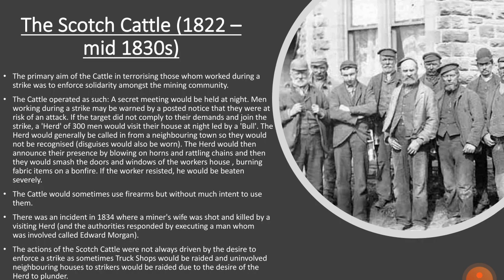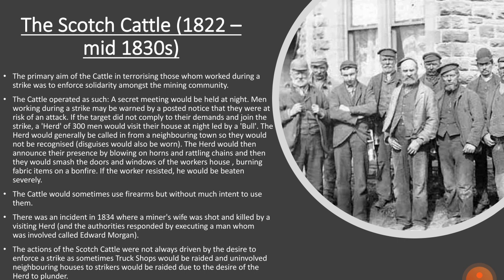So, the primary aim of the Cattle in terrorizing those who worked during a strike was to enforce solidarity among the mining community. The Cattle operated as such. A secret meeting could be held at night. Men working during a strike, so blacklegs, may be warned by a posted notice that they were at risk of an attack. If the target did not comply with their demands and join the strike, a, quote, herd of 300 men would visit their house at night, led by a bull.